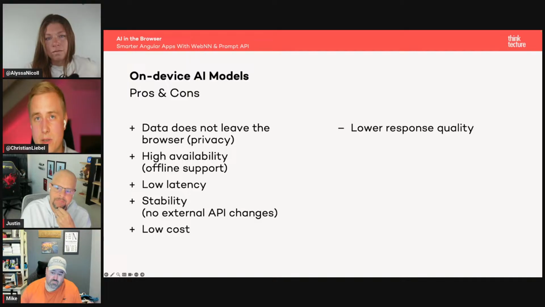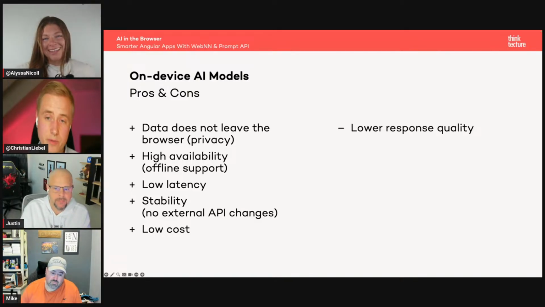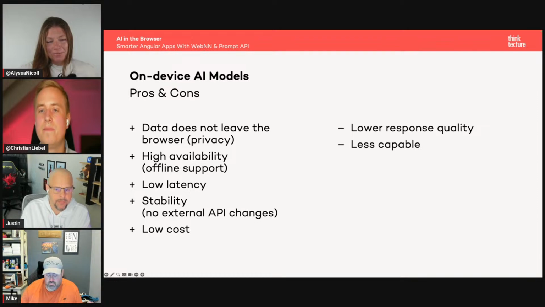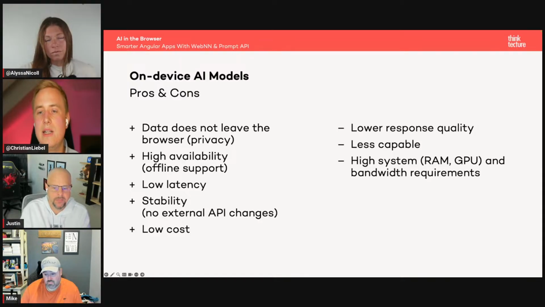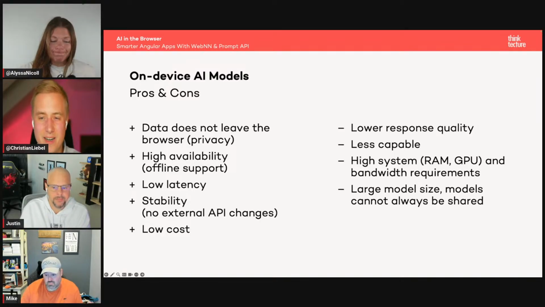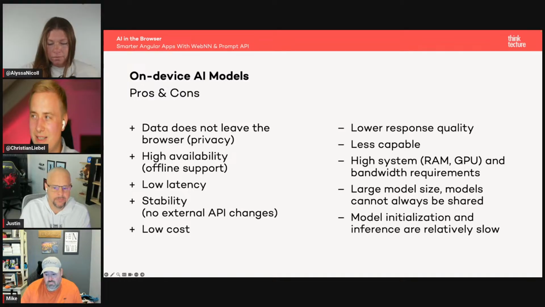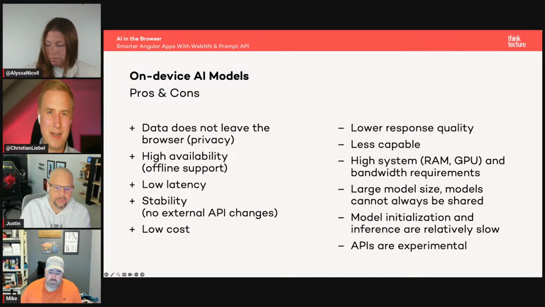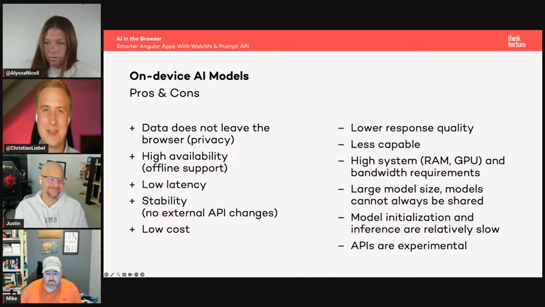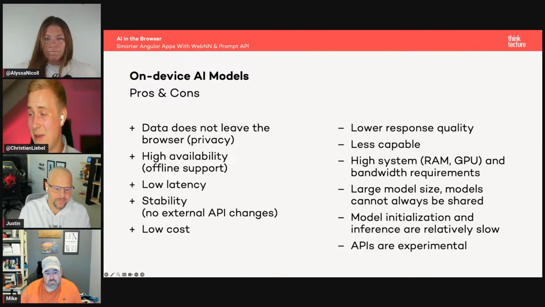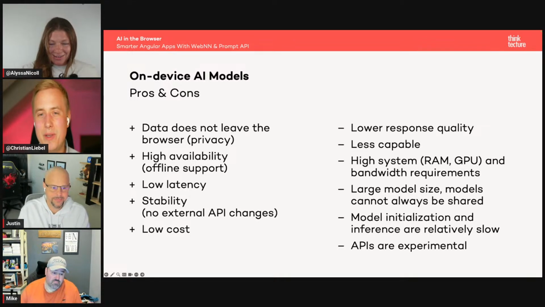Cons are lower response quality. Cloud-based models are much more capable, much faster, also much better, at least now. So also less capable. For example, currently no real-time support on the web, at least. High system requirements, so probably only the hardware that is sold right now is good enough for this. Model sizes are large, cannot always be shared, and model initialization and inference are relatively slow. Also, all APIs that we've seen today are super experimental, so results may vary. But what I want to do is really encourage you to try that stuff out. Try out those cool AI APIs in your applications and make your Angular apps a little bit smarter.